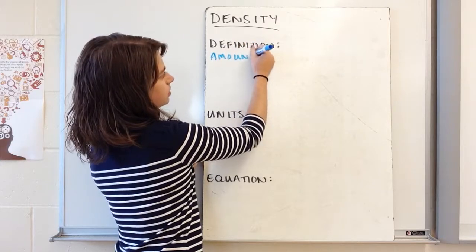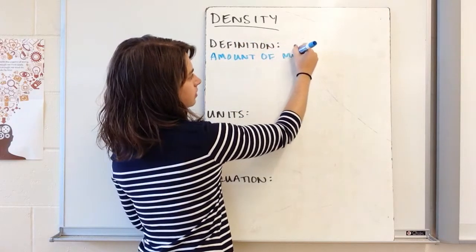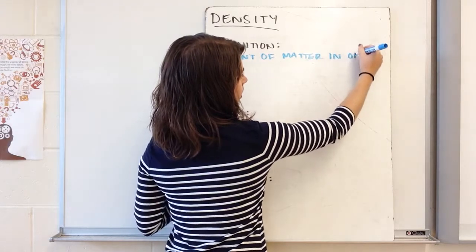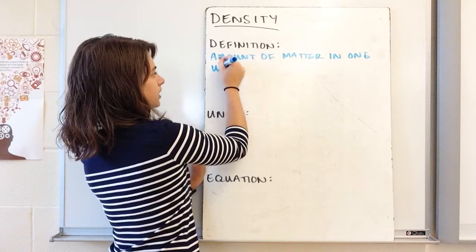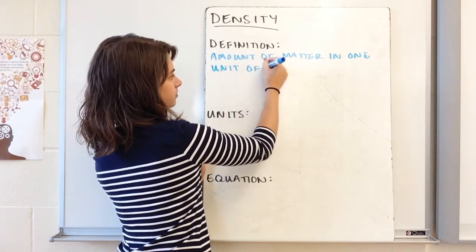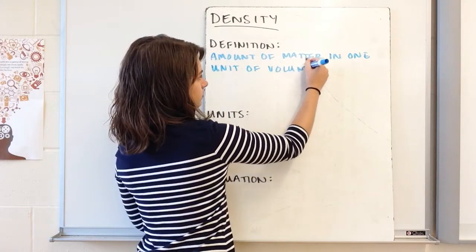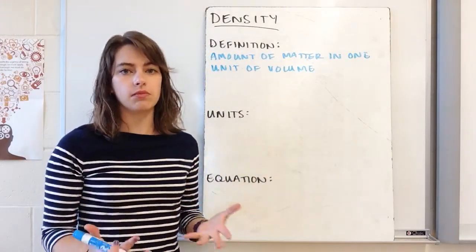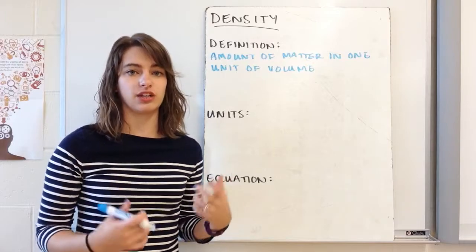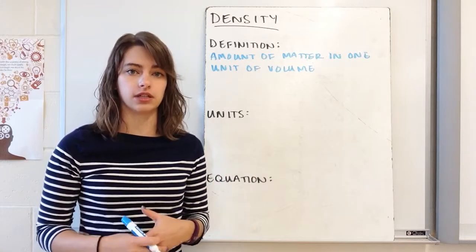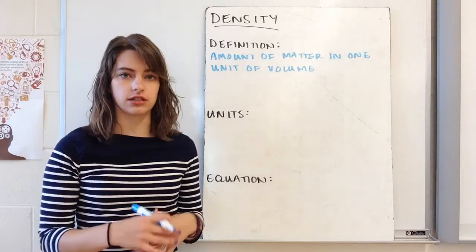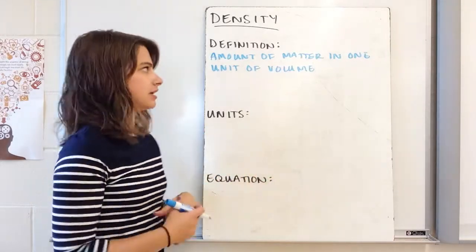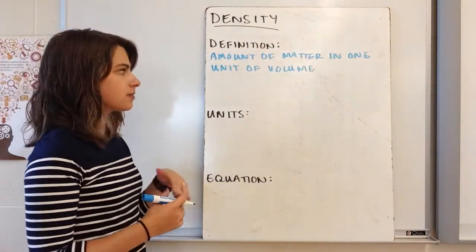So it's the amount of matter in 1 unit of volume. So if we have 1 milliliter, the density is how many grams it has in that 1 milliliter. So the volume is always standard. It's in 1 unit of volume, and then it's a measure of how much mass or how much matter is in it. So let's talk about the units.